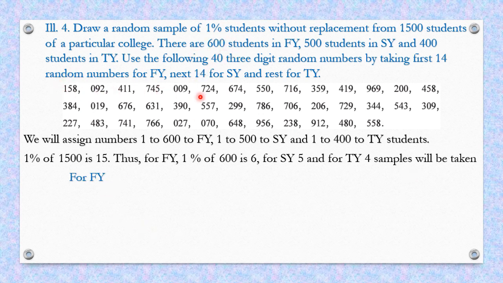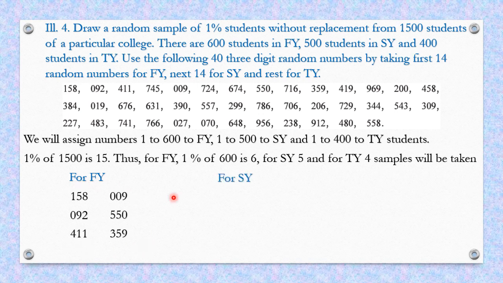So from these numbers, any number which is greater than 600 will be cancelled. We have to select 6 students from this. First one is 158, so we will select a student with roll number 158. Next is 092, then 411, then it is 745, which is greater than 600, so just ignore that. Next is 009, then 724 is again greater than 600, 674 is also greater than 600. Next is 550, 716 is greater than 600, so we will not take that. 359. So these 6 students will be selected from the first year class.